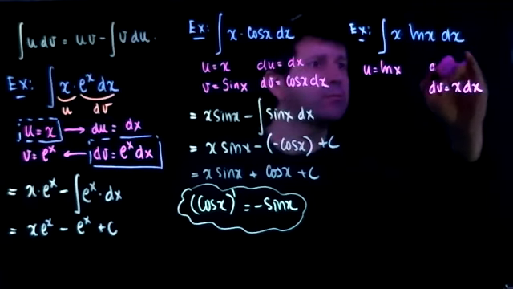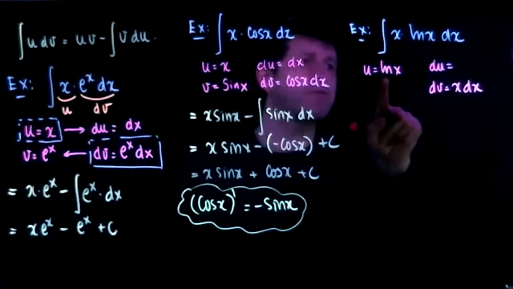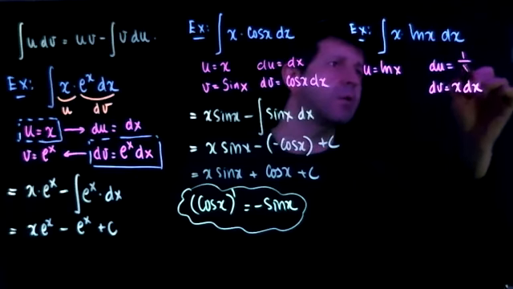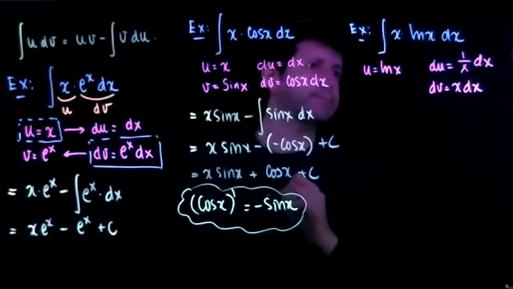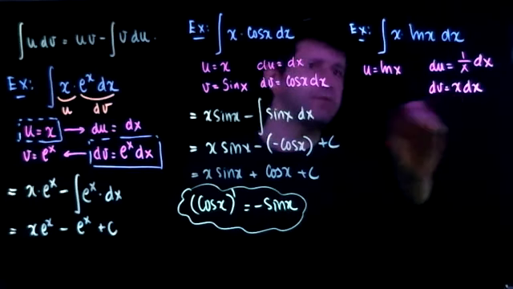Okay, du, the derivative of ln x is 1 over x dx. And then if dv is x dx, what's v?